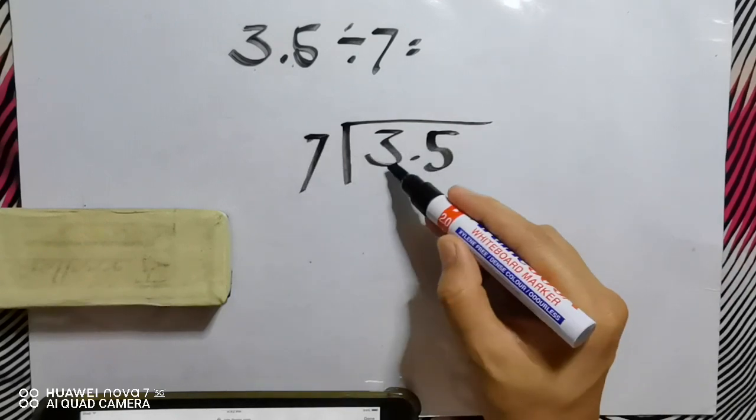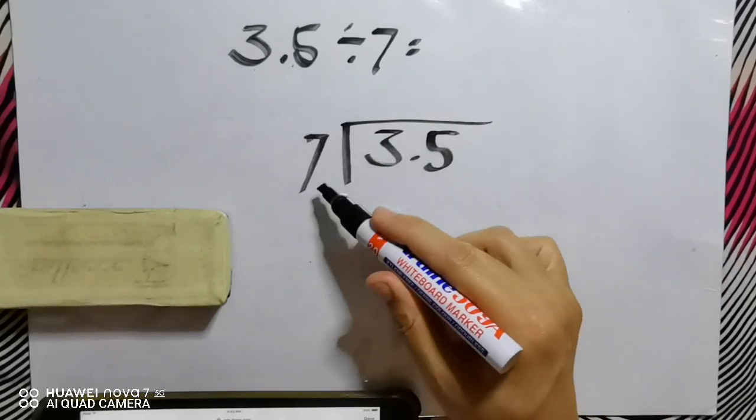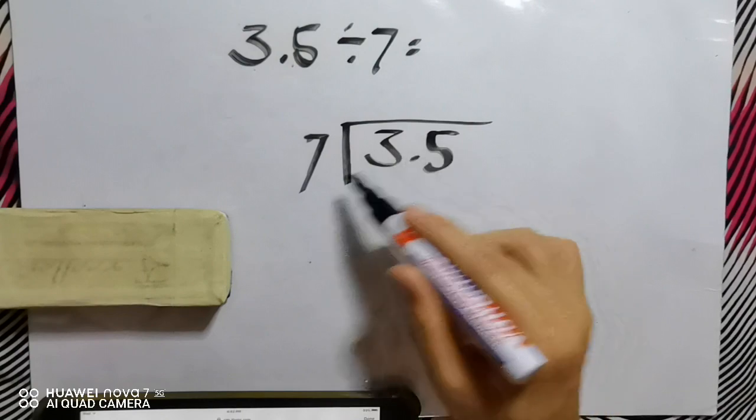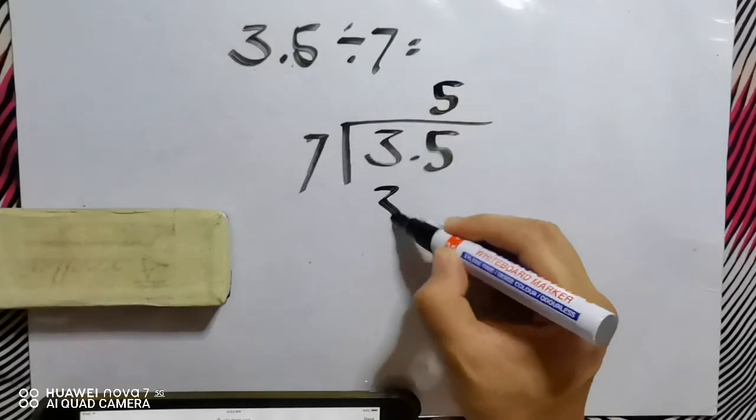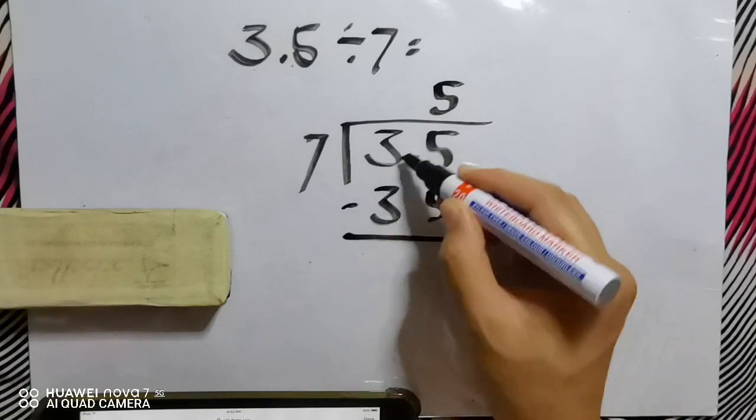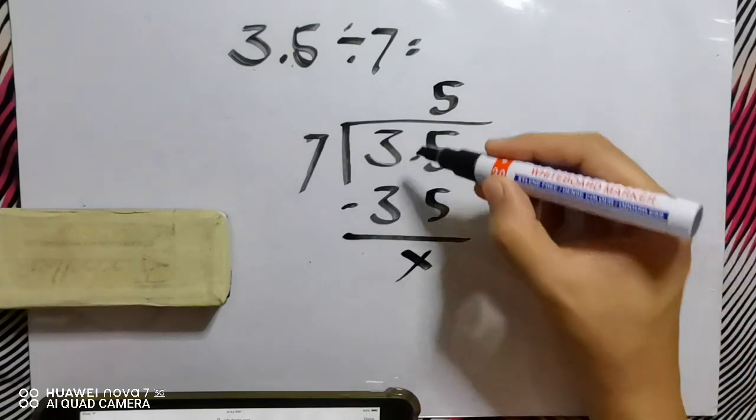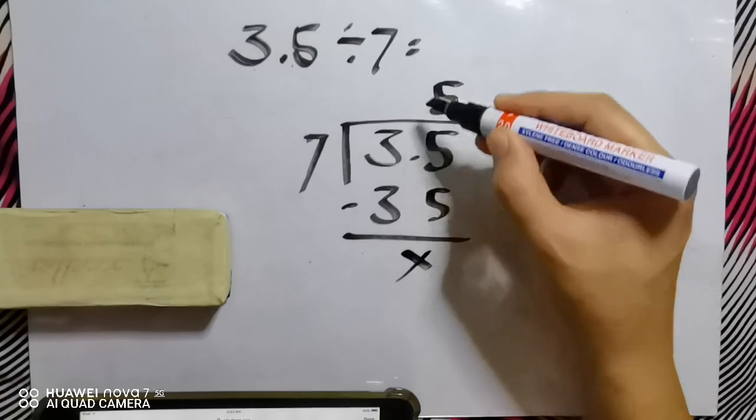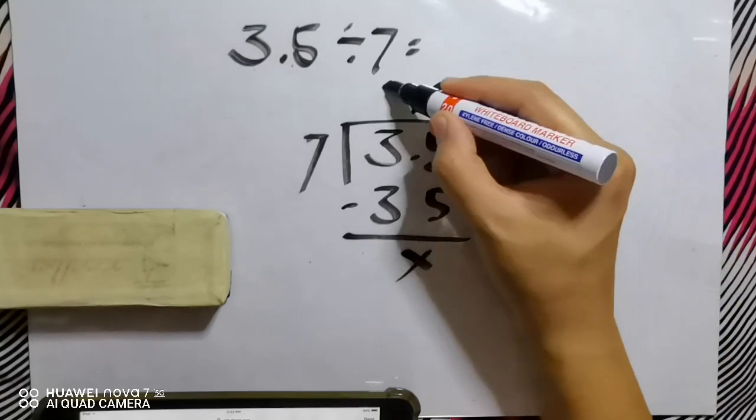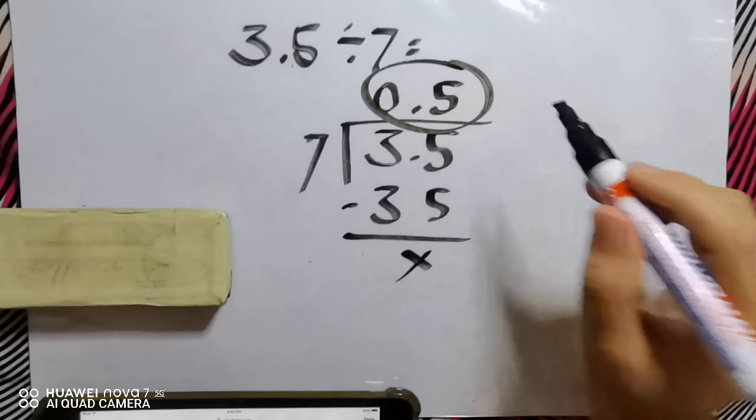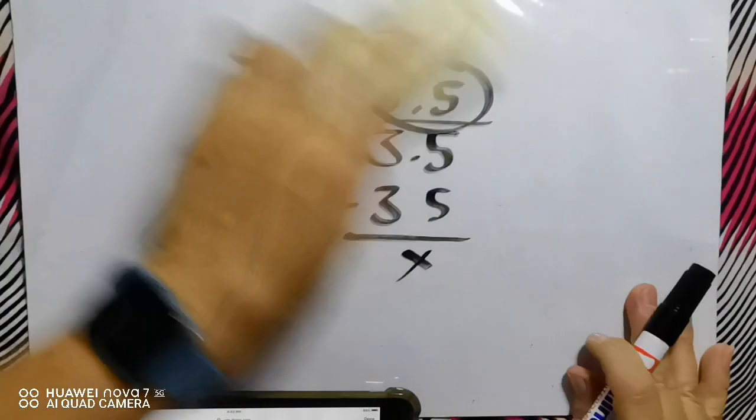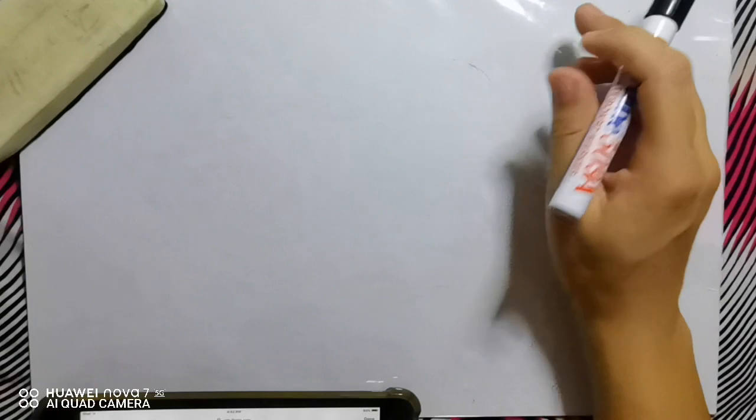Okay? Dahil yung 3 divided by 7 ay hindi pwede, you're going to use 35. So, 35 divided by 7, you have 5. 35 minus 35, x. So, decimal point, taas mo lang siya. Para hindi ka malito, you can put 0. So, ang sagot ay 0 and 5/10. Okay? So, let's try to have more examples.